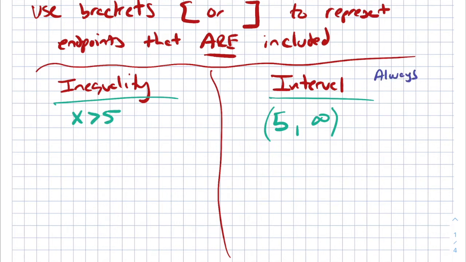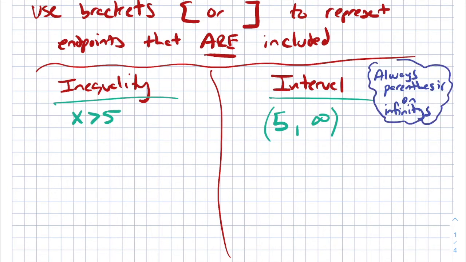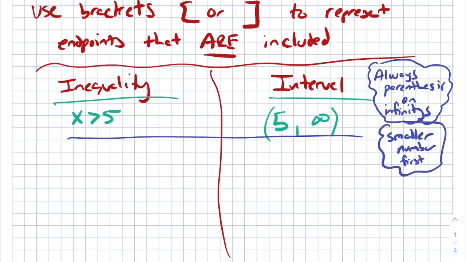Always parentheses on infinities because we cannot equal infinity. We can approach it, but we can't get there. And then the other tip that I gave as well is we always put the smaller number first. All right, so that's one example of this.